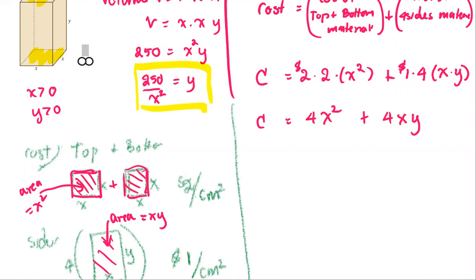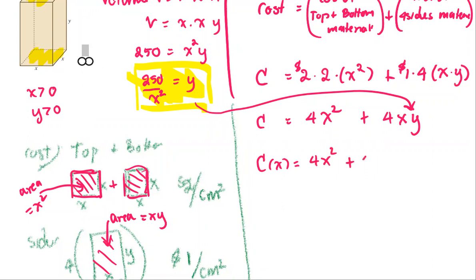Right now, we have the equation of the cost involving both X and Y. Recall that we set aside Y in terms of X as 250 divided by X squared. So we're going to replace the Y with 250 divided by X squared, and then the cost function will depend only on X. So we have 4X squared plus 4 times X times 250 divided by X squared.